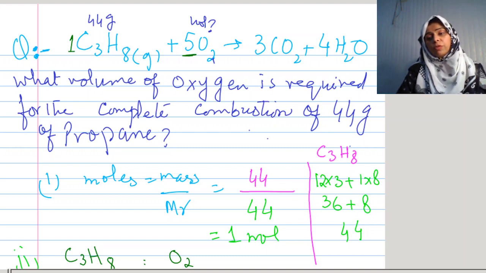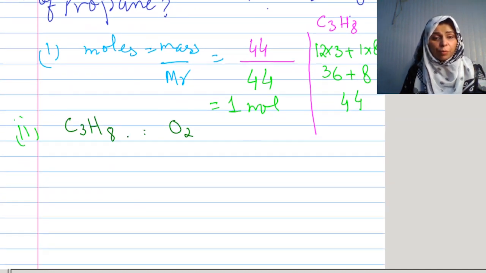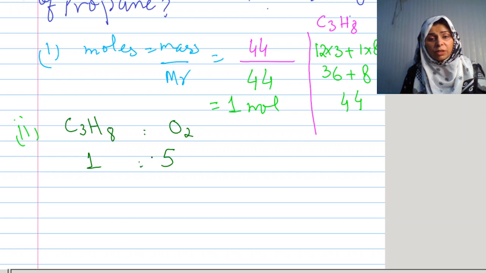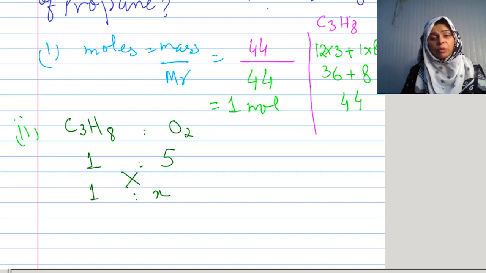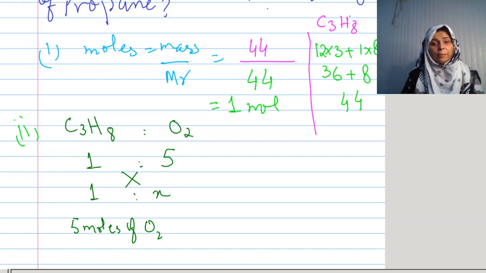So we get 1 mole of propane reacts with 5 moles of oxygen. What is our answer? 1 mole of propane. So 1 mole of propane will give us how many moles of oxygen? The answer is 5 moles of oxygen. Okay, third and final step.